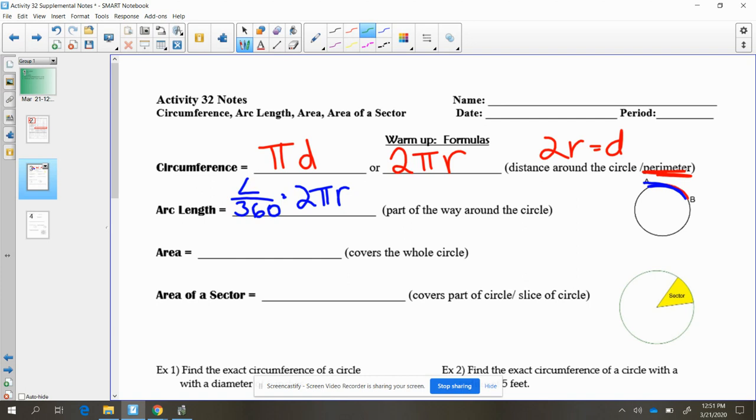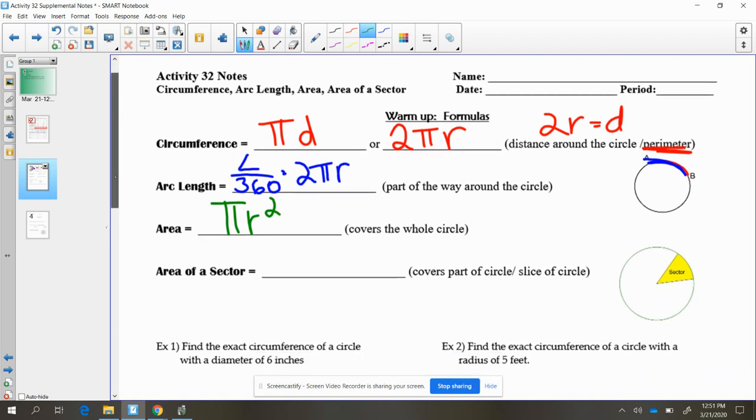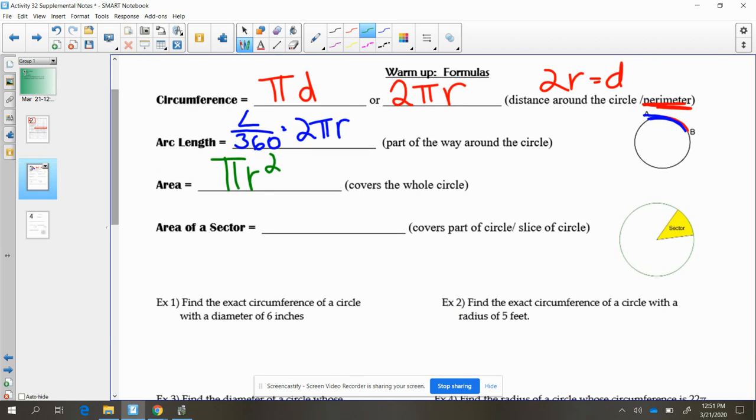Now, area of a circle is pi times your radius squared. So if you're given the diameter, when we're talking about area, you have to convert it to the radius by dividing by 2 first. The area of a sector is what I like to call the piece of pizza, the piece of your pie. We only want a fraction of our circle's area. So where does that fraction come from? Again, we take that angle measure over 360, and this time times the area. Notice the key word area in both of these.